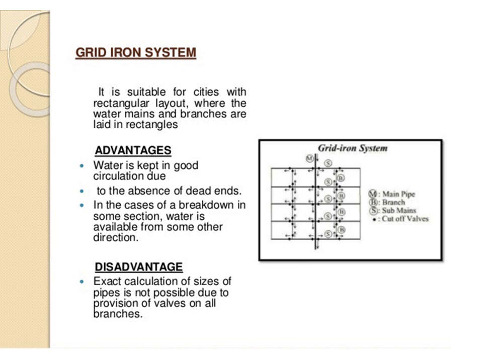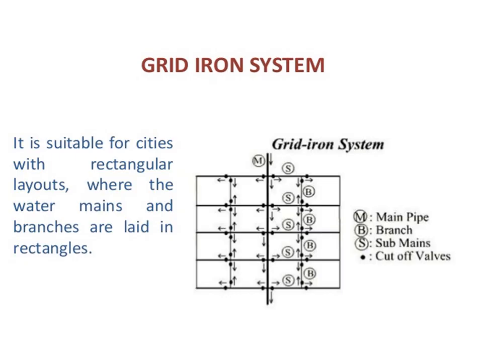Whereas the disadvantage of the gridiron system is that exact calculation of the size of pipe is not possible due to the provision of cut-off holes on all branches, which is shown in the figure, showing main pipe, branch, sub-mains, and cut-off holes. This is a typical layout of the gridiron system. Generally, it is suitable for cities with a rectangular layout where the water mains and branches are laid in rectangles.